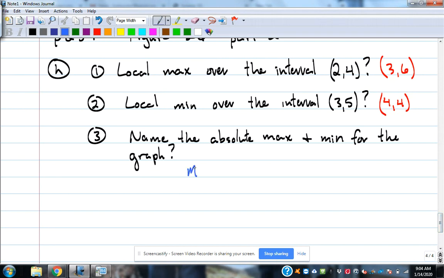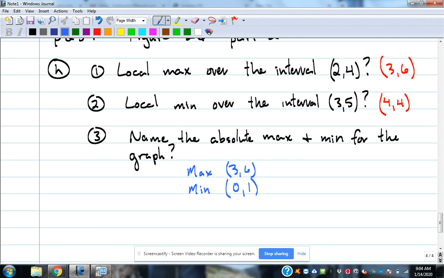3, 6. The absolute minimum: 0, 1. That's the lowest point across the entire domain. Highest point across the entire domain is 3, 6 for that graph. That one has an absolute maximum and minimum.